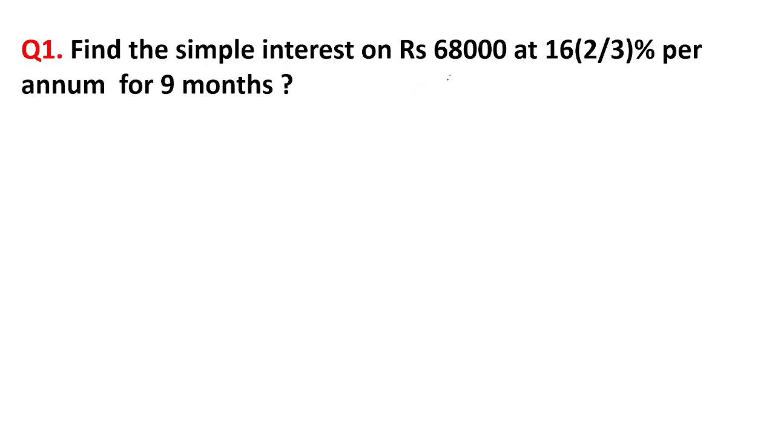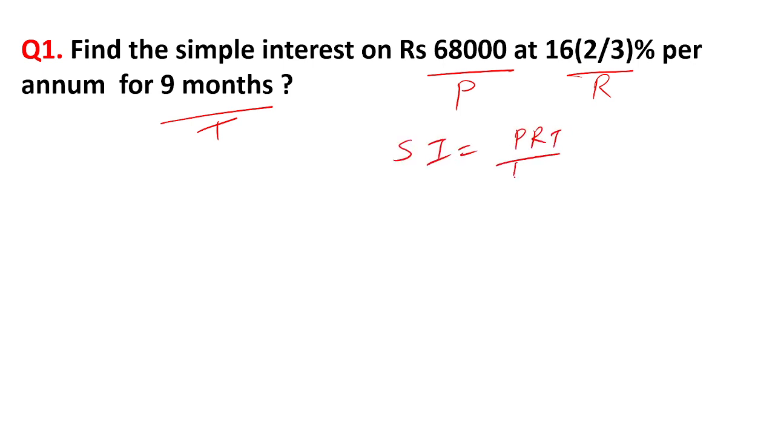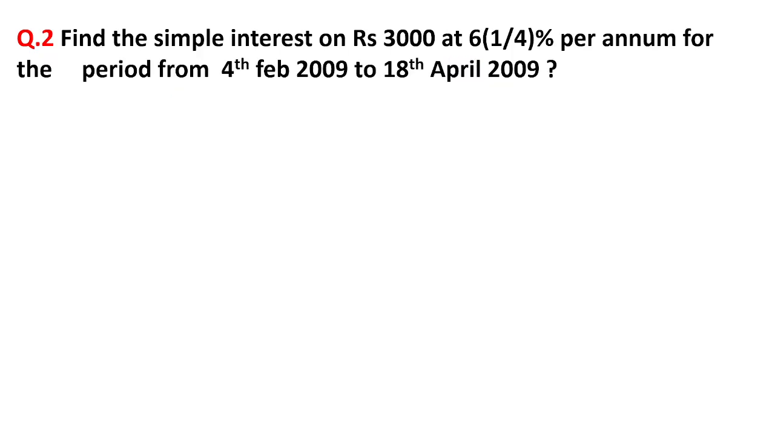So first we have to see the given data and write it. 68,000 will be P, 16 2 by 3 will be the R, then 9 months will be T. So you get PRT, and you can easily find the simple interest, as simple interest stands for PRT by 100. I think everyone got this. So let's move towards the next question.